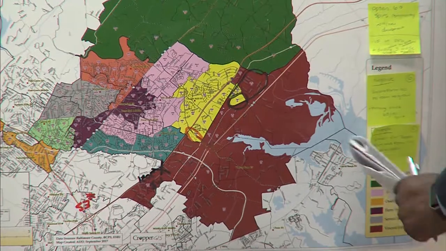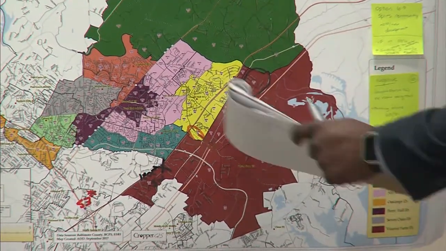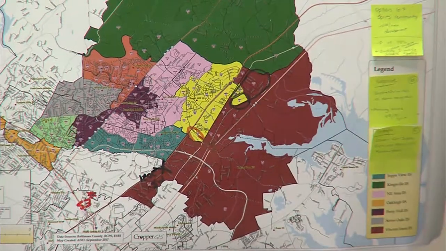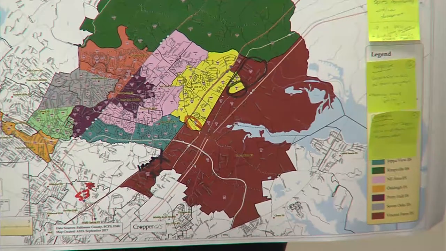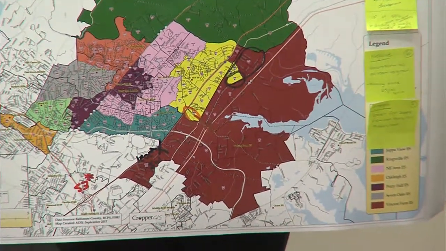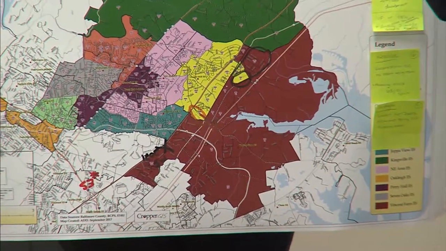So we also looked at planning blocks 63 and 51 that were split, which is what we said here. The strengths were it would lower the population for Joppa View and for Perry Hall, and again, your minority population would balance out.